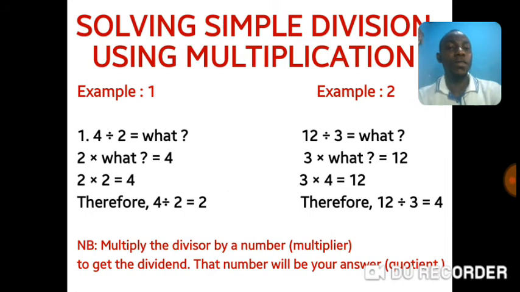Very well. Always try to use your divisor to look for another number to be multiplied by it to get your total, which is the dividend. When you get that number to multiply by your divisor, that number will be the answer, which is the quotient for the operation you are solving. Good.